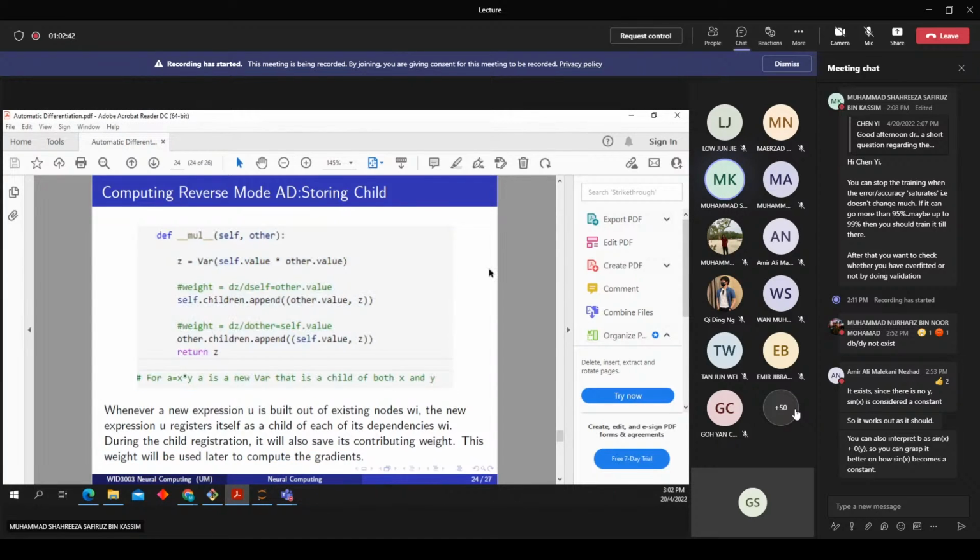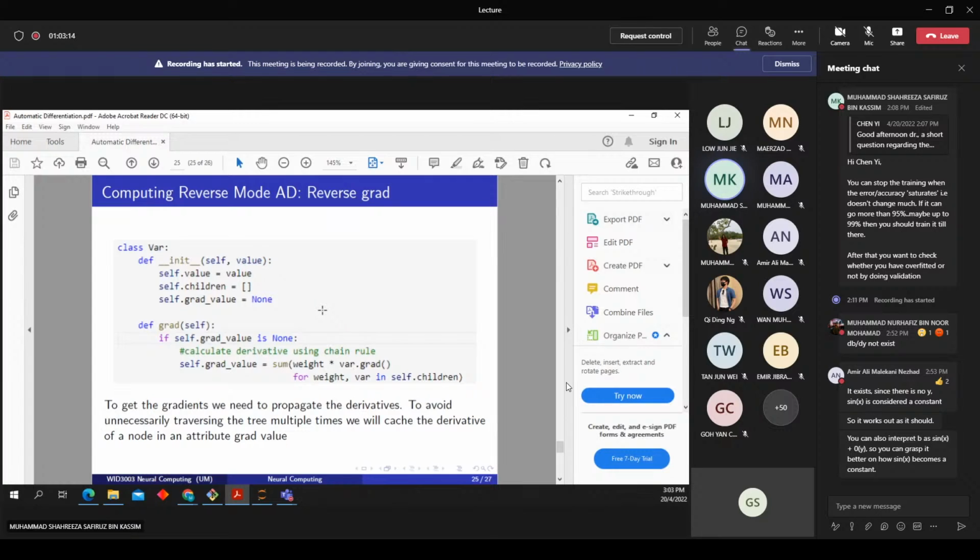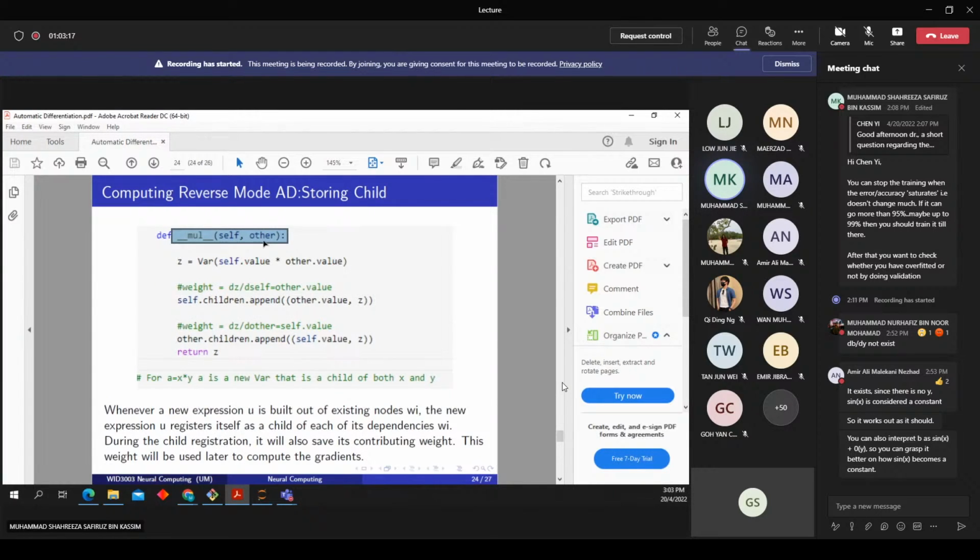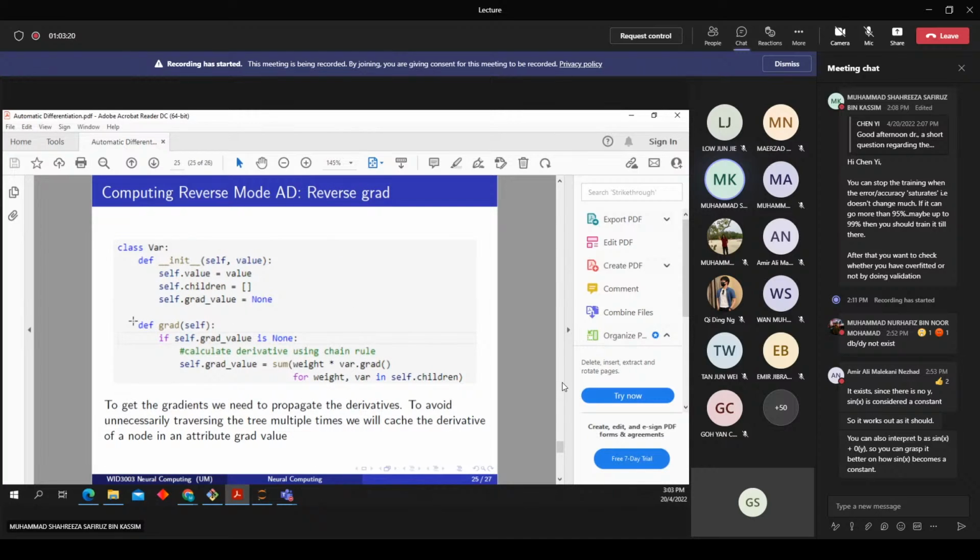Here we are again defining the multiplication operation, or overriding the methods. So here is A equals X times Y, right? And then what happens to the weights? You have to append the values into the list of your parents, because you're taking self and other, here X and Y. I'll show you in the code later. And once you have finished storing the child, you also have to calculate the gradient. So you have self dot value here.